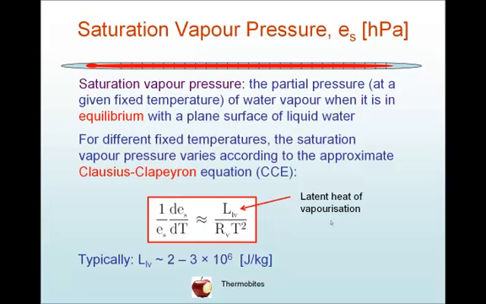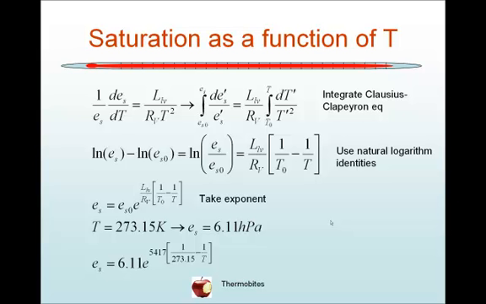Remember, latent heat is the amount of energy required to change the phase, in this case from liquid to vapor, and that occurs at a constant temperature. Typically, L_LV is 2 to 3 times 10 to the 6 joules per kilogram. We can integrate this equation, the Clausius-Clapeyron equation, or its approximation.